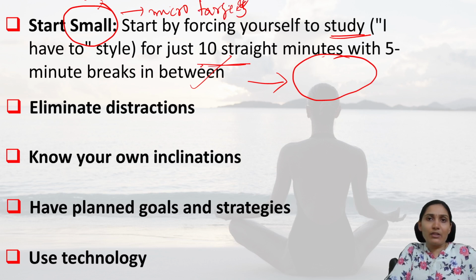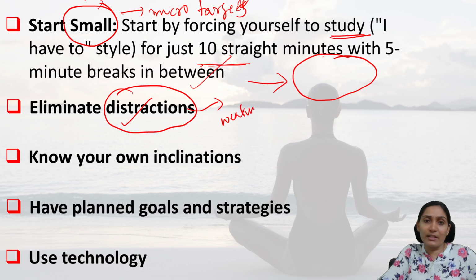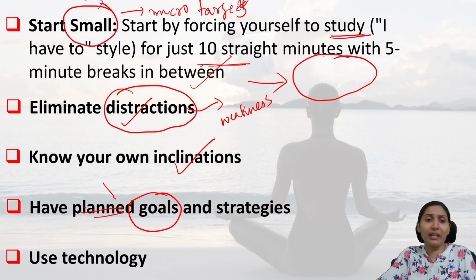And eliminate all the distractions. You yourself know what your distractions are. You know better who you are and what weaknesses you have. It can be your family, your friends, your hobbies, or relationships. So eliminate all the distractions, know your inclinations, and have planned goals and strategies. Planning is very important. Without planning, you cannot achieve anything.